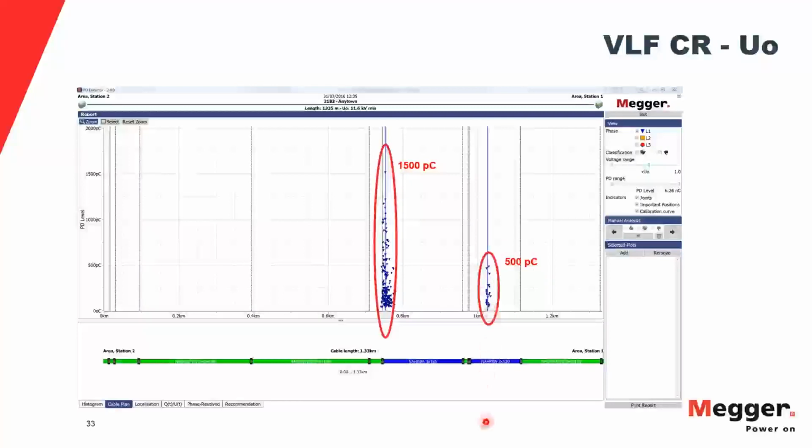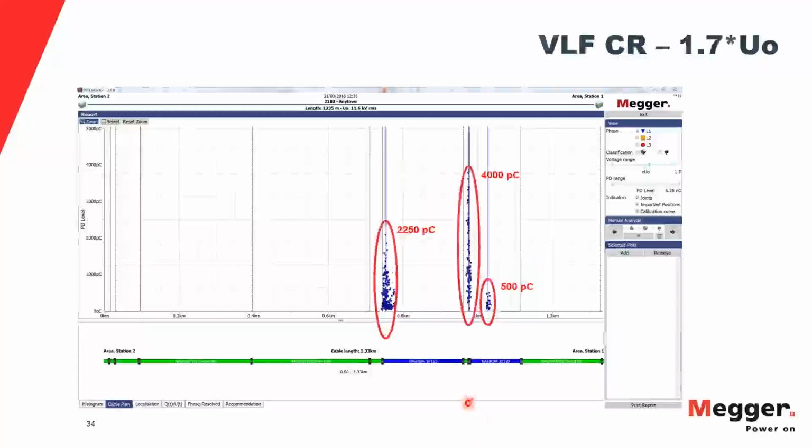When we brought the voltage up to 1.7 times rated voltage with the cosine rectangular, now it's able to find that splice at 900 meters, clearly finds that splice, still finds a splice at 750 meters, and this problem in the insulation still shows 500 picocoulombs. It didn't get worse with increased voltage.